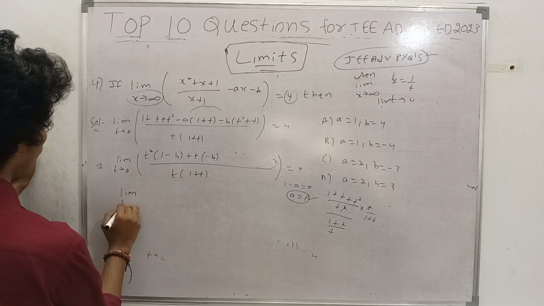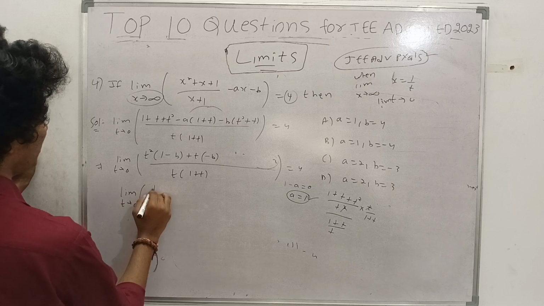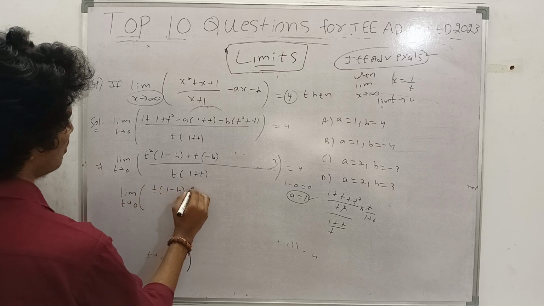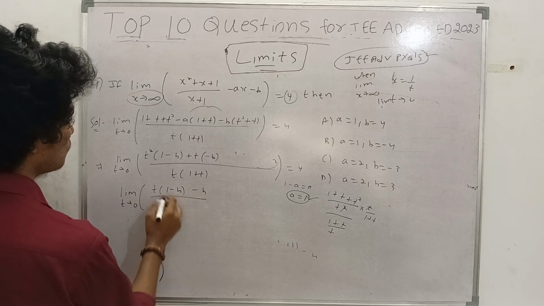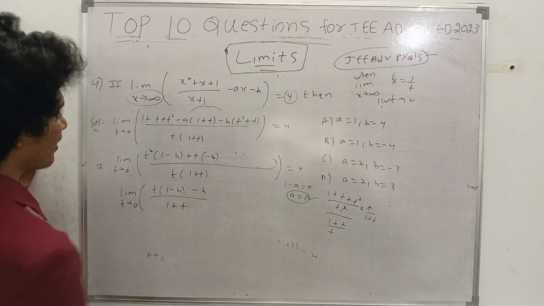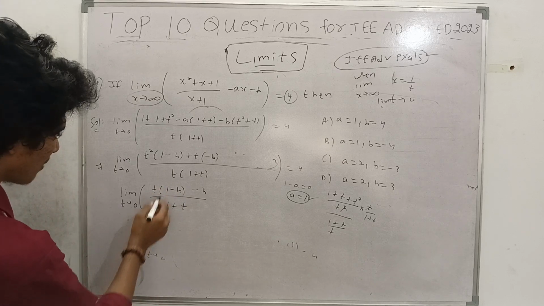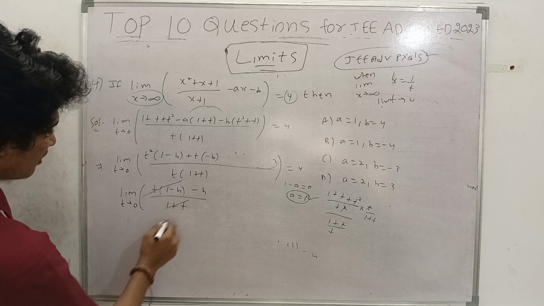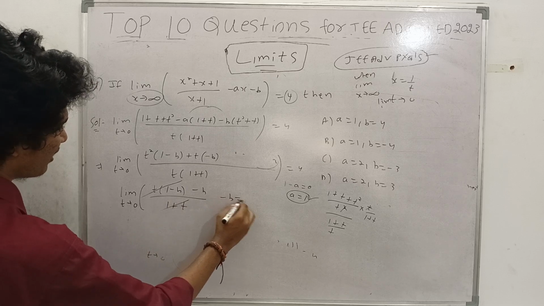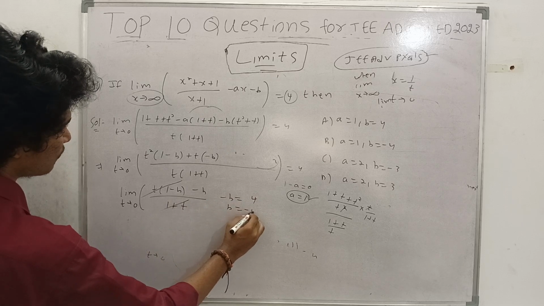When I take common here t, what it will be? It will be t into 1 minus b divided by 1 plus t, and when t is tending to 0, I am applying t equal to 0, this thing will be cancelled, and minus b it will be, and minus b equal to 4, so b equal to minus 4.